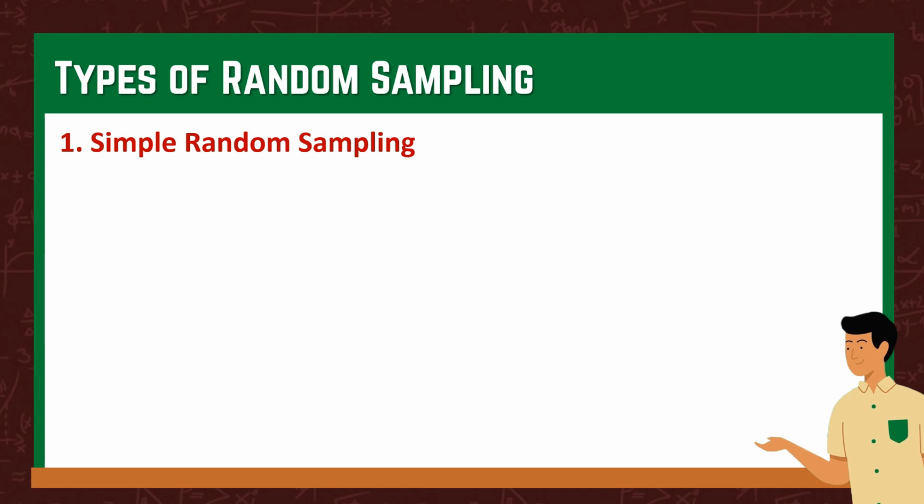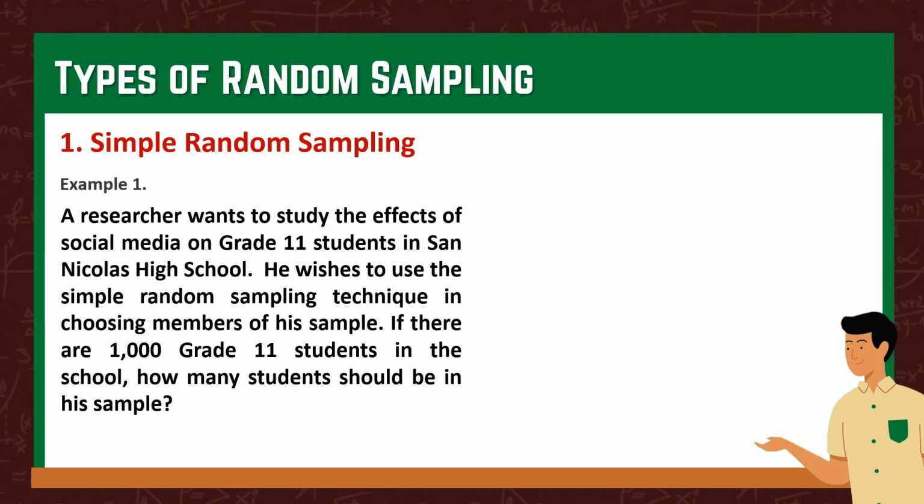Let's try an example. A researcher wants to study the effects of social media on grade 11 students in San Nicolas High School. He wishes to use the simple random sampling technique in choosing members of his sample. If there are 1,000 grade 11 students in the school, how many students should be in his sample? In this problem, we need to determine first our sample size.